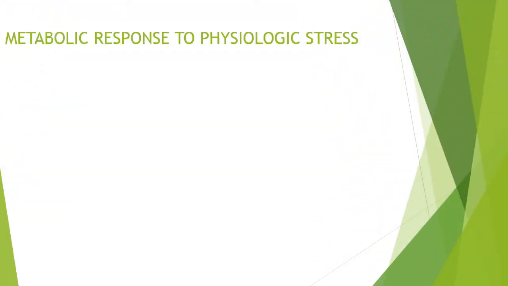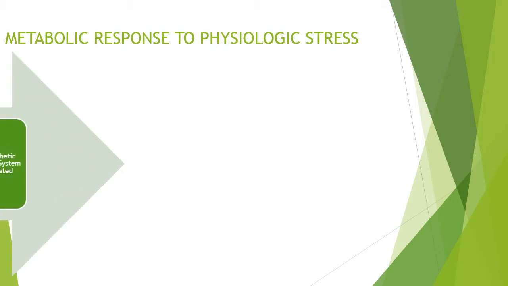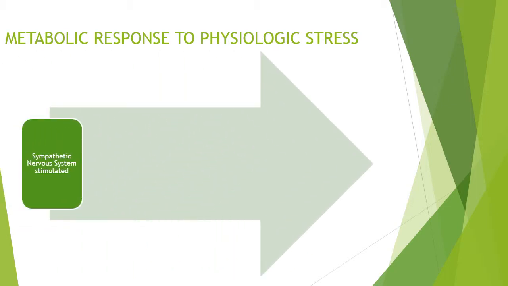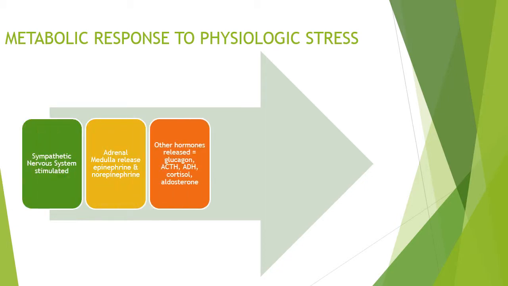The body experiences a metabolic response with alteration of proper nutrition. The sympathetic nervous system is stimulated. The adrenal medulla releases epinephrine and norepinephrine. Other hormones are released such as glucagon, ACTH, ADH, cortisol, and aldosterone.